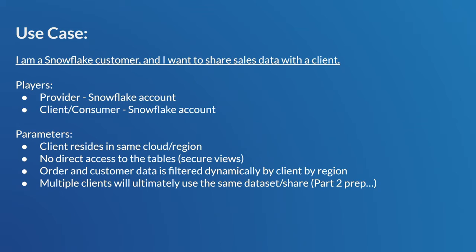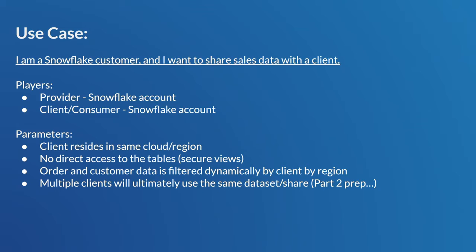I threw a couple of parameters in there because I really wanted this to be a little different than a normal use case. I wanted to have a little bit of fun with this. The parameters are, of course, that the clients have to reside in the same cloud and region. No direct access to the tables, which means I'm not going to add a table to the share. So we're going to use secure views, and we're even going to abstract that a little bit. And I'm going to show you what that means.